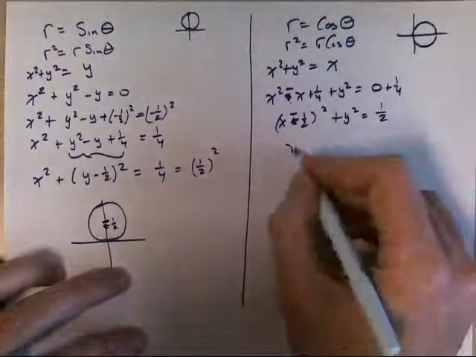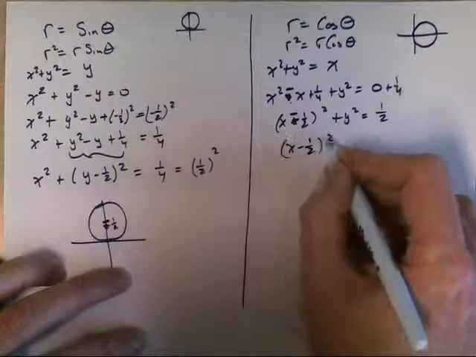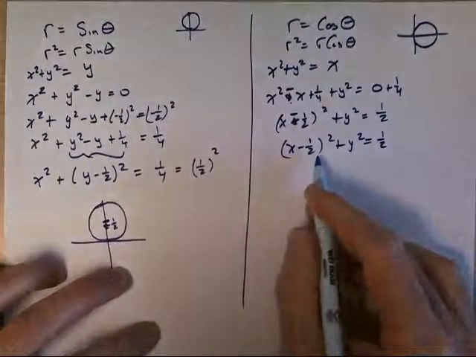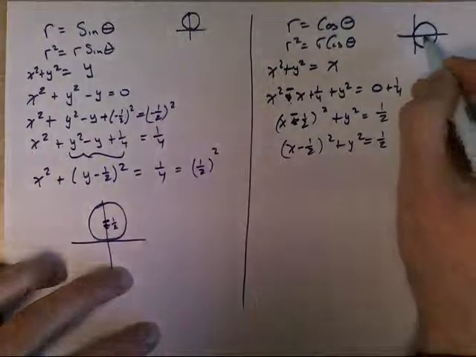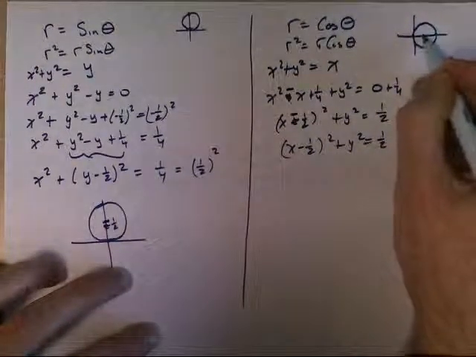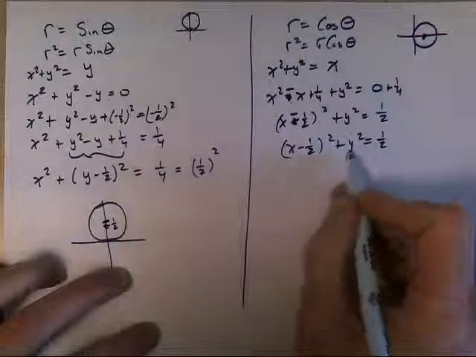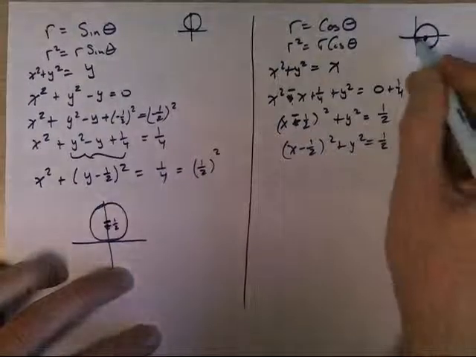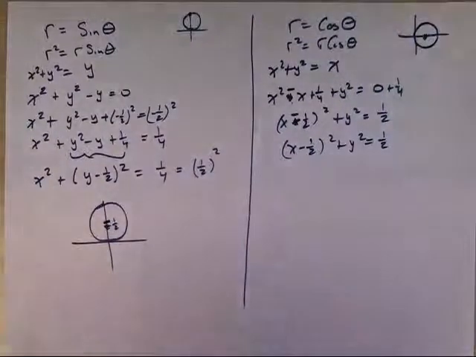So let's write this a little nicer. This is x minus a half squared plus y squared equals a half. And sure enough, this is the circle as we have it stated here. The center is a half over in the x direction, no shift in the y direction, and the radius is a half. So it comes back and passes right through the origin. Okay.